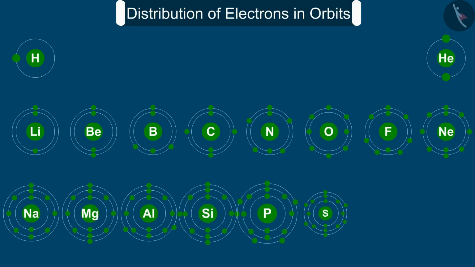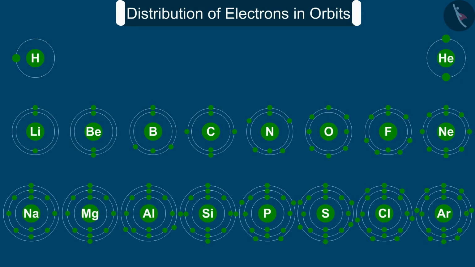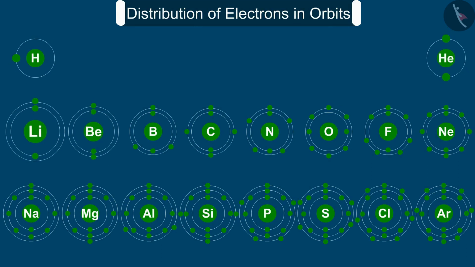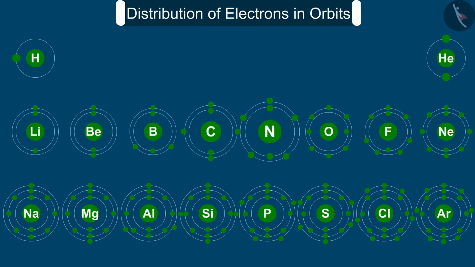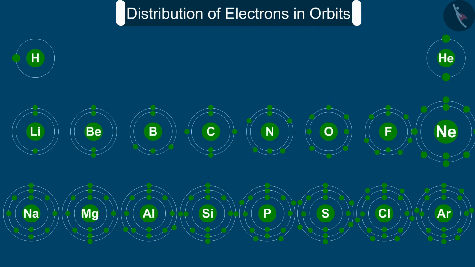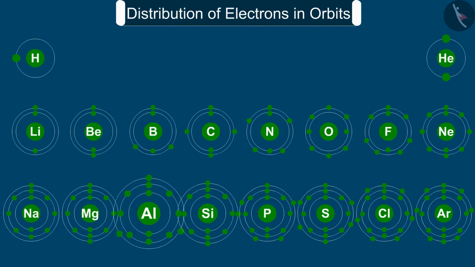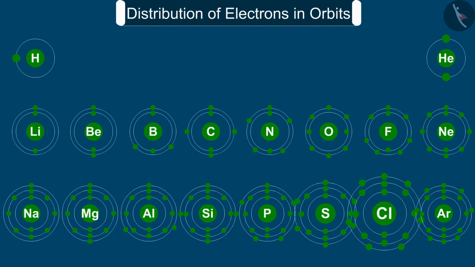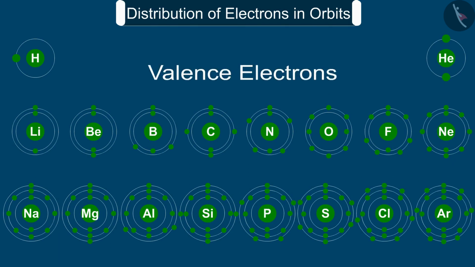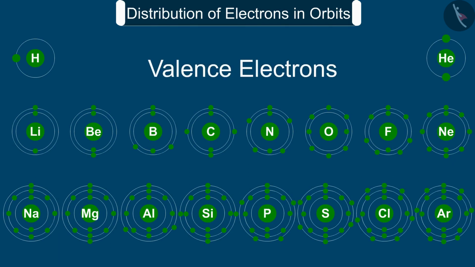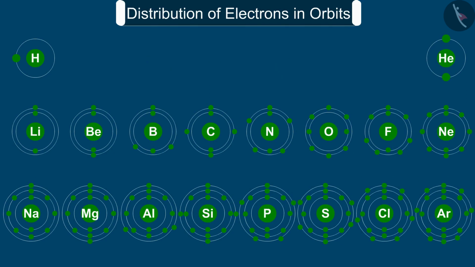Atomic structure of the first 18 elements is shown schematically here. We have learned how the electrons in an atom are arranged in different shells or orbits. The electrons present in the outermost shell of an atom are known as the valence electrons. We also know that the outermost shell of an atom can accommodate a maximum of 8 electrons.